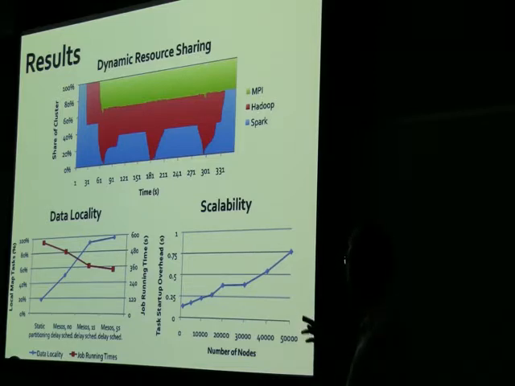As you use Mesos and delay scheduling, which is essentially how smart the job is about waiting for an appropriate node for itself, you get nearly 100% locality, and your job runs about 2 times faster. So that's that one. And then on the right, this is the scalability graph.